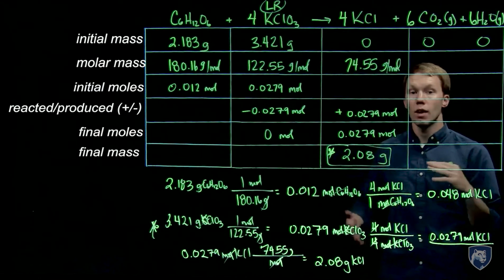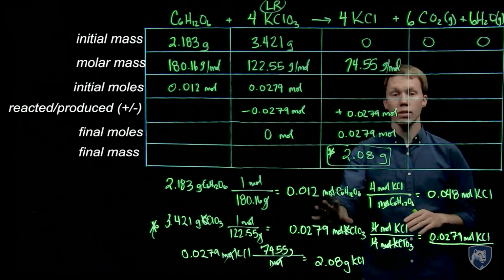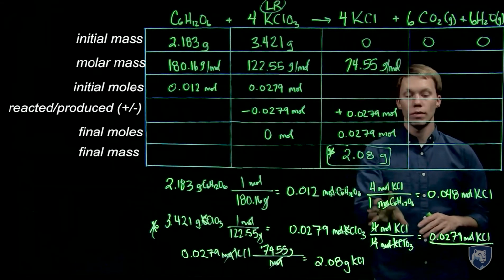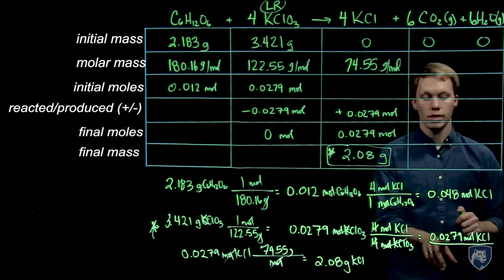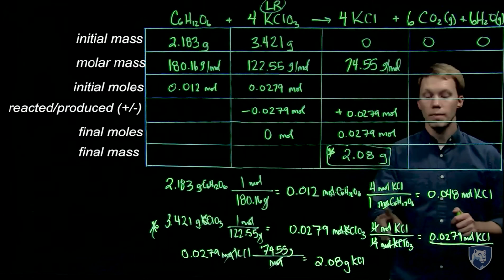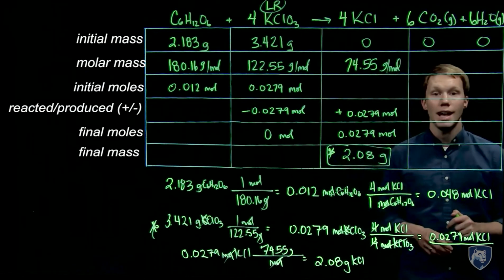So we were able to take masses that we started with, find moles, hop on the mole train, use mole ratios to find the amount of moles of product produced, and the limiting reactant was the one that produced the least amount of product. And from there, we were able to take moles to mass and get the answer that we were asked for.